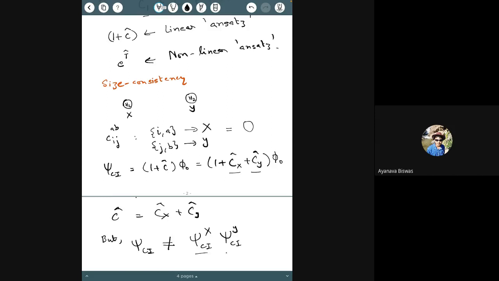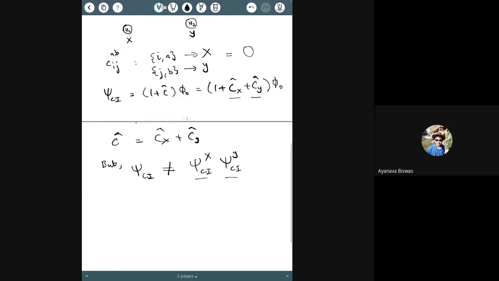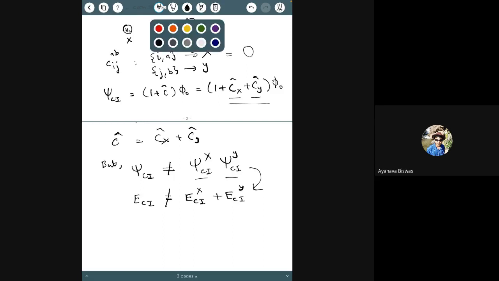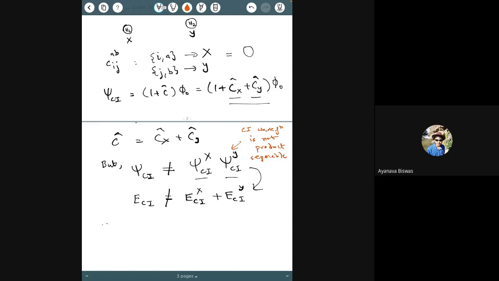If this was a product separable function, then you could say that the two wave functions have become non-interactive. However, in case of CI, because of the linear ansatz, you cannot separate the total wave function into the fragment wave functions. So some spurious interactions remain, and that is also reflected in the fact that E_CI is not equal to E_CI x plus E_CI y. This is also not true as a result of the lack of product separability of the CI wave function. So the CI wave function is not product separable. Therefore, CI is not size consistent.